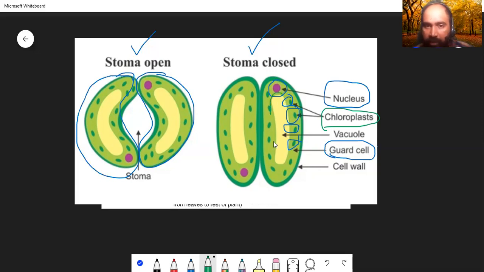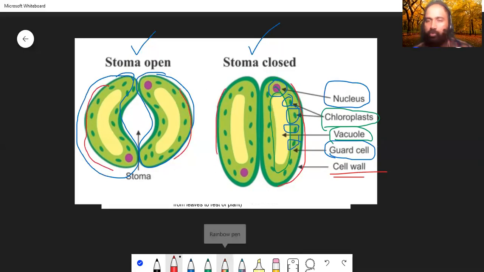Now this big space is nothing but the vacuole, which contains water. Now the outer protective layer here is nothing but the cell wall. Here also we have cell wall, cell wall, cell wall. So these are the parts: nucleus, chloroplast, vacuole, guard cell, and cell wall.